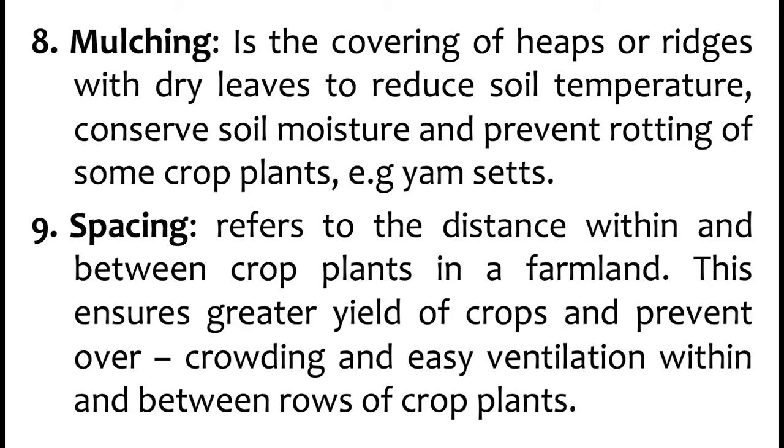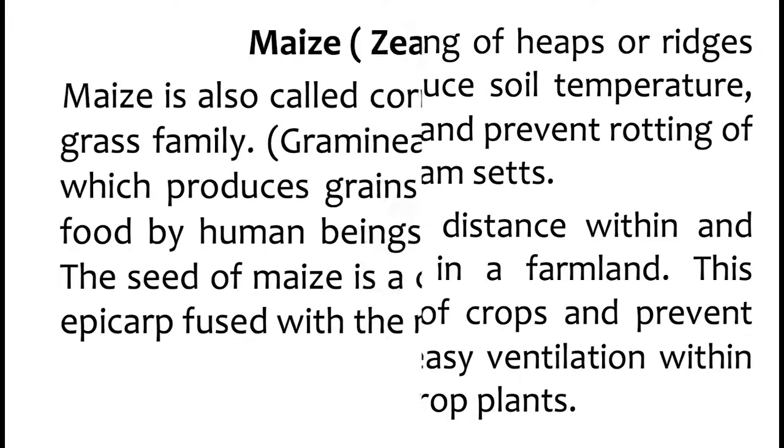Number nine, spacing. Spacing refers to the distance within and between crop plants in a farmland. This ensures greater yield of crops and prevents overcrowding. That is overcrowding of what? Of the crops. And it allows easy ventilation within and between rows in crop production.